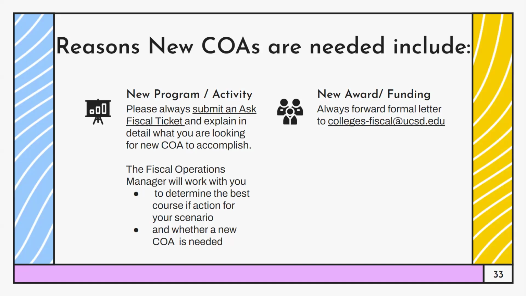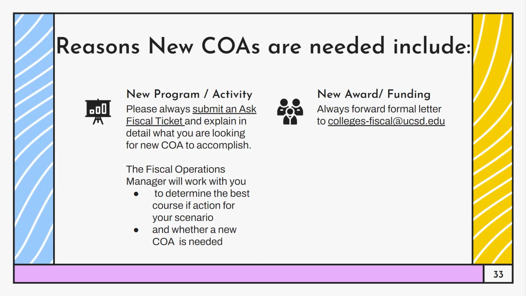How does that program and activity work? Is there specific seasonal times of year that it'll be taking place? Is it continuous? Will you be doing purchases every single week, month, etc.? What types of purchases are going to be related to that program and activity? And then from there, the fiscal operations manager will take a look at your request, take a look at the metrics that you've laid out, and determine whether or not a new COA is a good fit for that scenario, or if it's not, provide some recommendations for tracking for you.